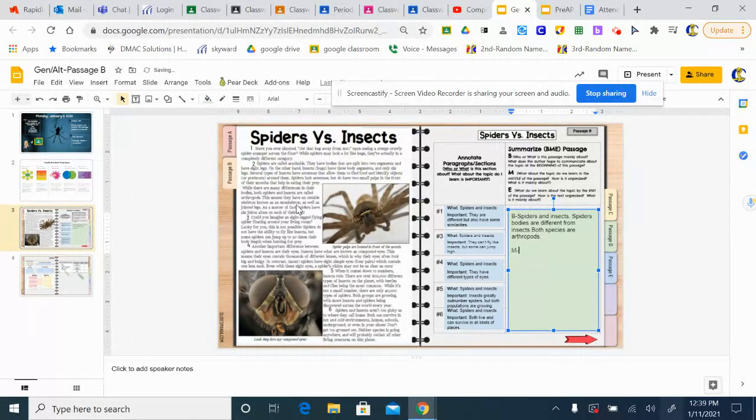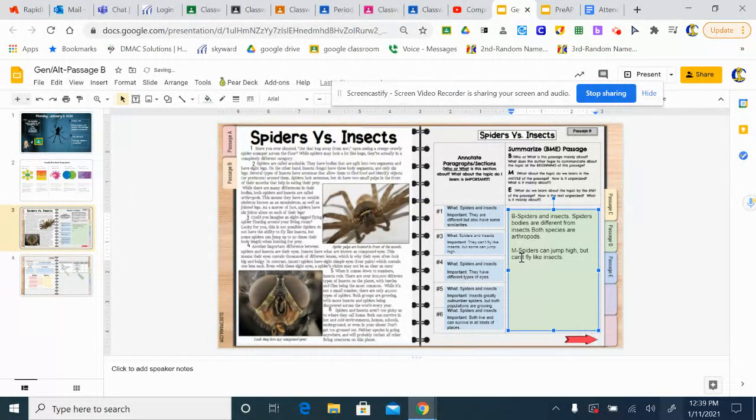Now let's look at the M, middle. Remember, middle is your paragraphs 3 and 4. What do they talk about in paragraphs 3 and 4? Okay, well, in 3, what do we say in 3? Look back at your notes here. What was most important in paragraph 3? That spiders cannot fly, but they can jump high. Okay, so spiders can jump high, but can't fly like insects.